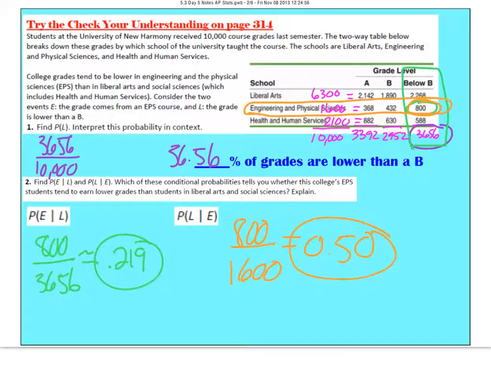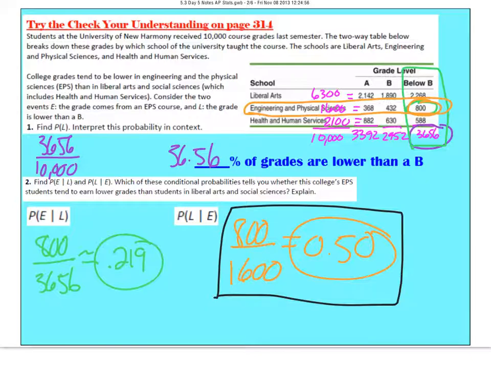Now, two conditional probabilities, one's with a row, one's with a column. Which of these conditional probabilities tells you whether the college's engineering students tend to earn lower grades than the students in liberal arts and social studies? If you take a look at this, the probability that's going to help me understand that is the second one. Because if I can compute from the engineering school what percent have lower than Bs, I could compute for the liberal arts their percent, and I could compute for the human services their percent, and that could tell me which school tends to have the lower grades.